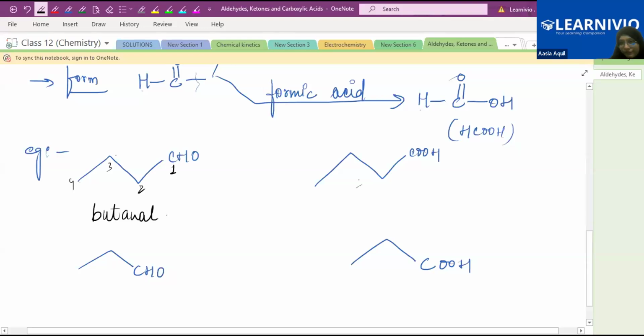And what about this? What is the name? Just try it by yourself. For the carboxylic acid, what do we use as a suffix? Oic acid. Yes? Butanoic acid. Butanoic acid. Yes, so it's a butanoic acid. 1, 2, 3, 4. It's a butanoic acid.